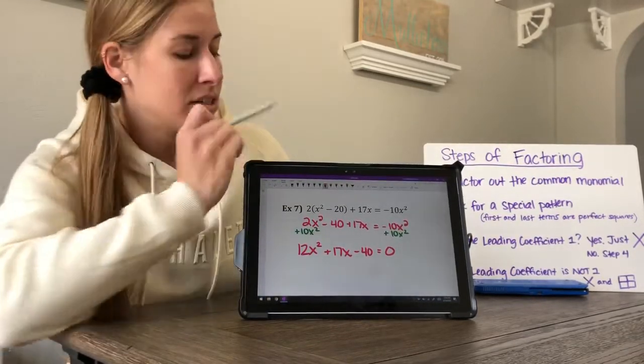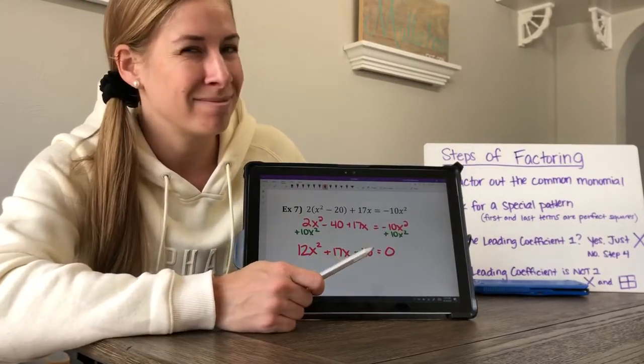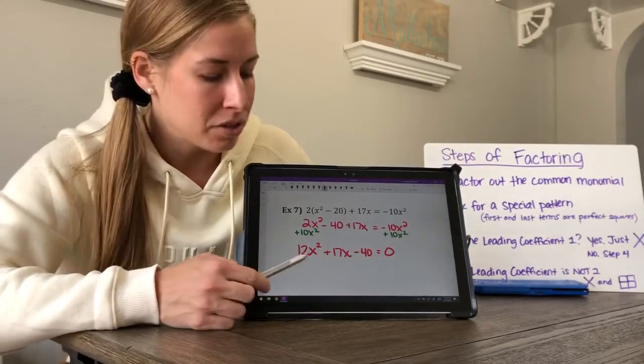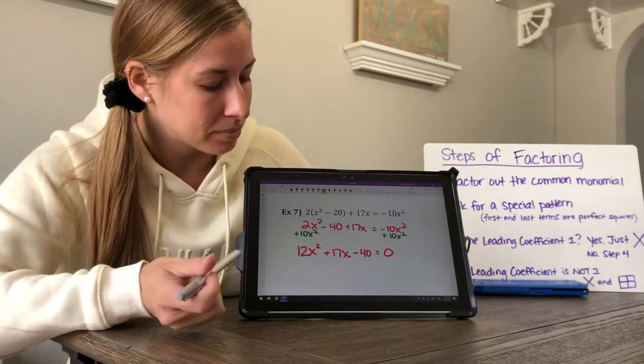You could factor it. Is there a common monomial? 12x squared, 17x, and 40? No. Is it a special pattern? Are 12 and 40 perfect squares? No. Is your coefficient 1? No. So you would have to do x in box for this one.